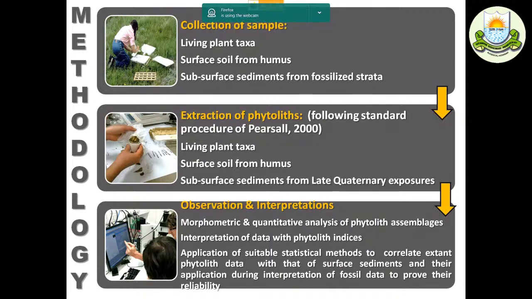Now, collection of samples: depending on the objective of your study, you have to collect your sample from living plants, surface soil, or subsurface sedimentary profiles, and there are different methods for extracting this biogenic silica from these plants and sediments. After getting this, we have to study them rigorously, and after rigorous study and statistical analysis, we can interpret this data in climatic terms, and then I will give you a glimpse of how this can be done.